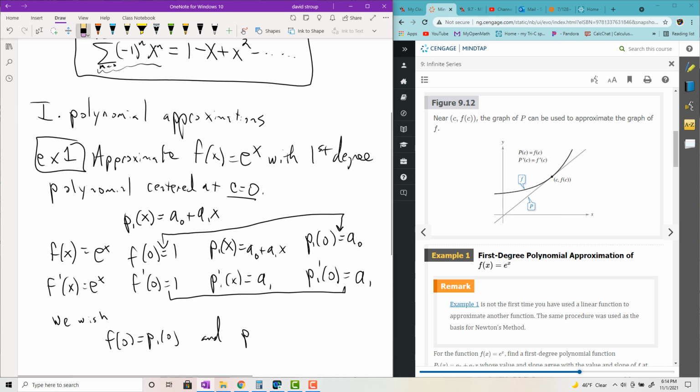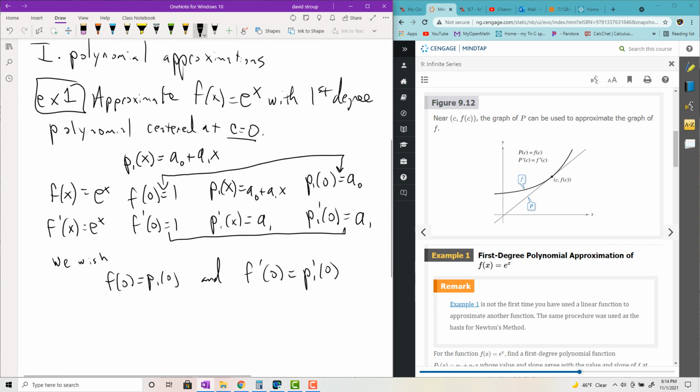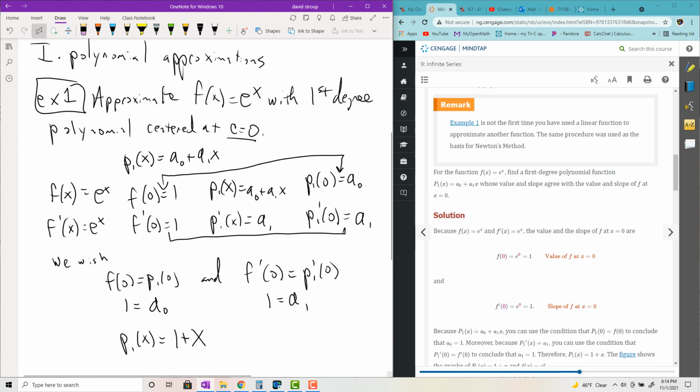So we want, just writing it in a consistent way, f prime of 0 to equal p prime of 0. Okay? So we can figure out the coefficients, basically a0 and a1, from these equations. So f of 0 is 1, p1 of 0 is a sub 0, so a sub 0 is 1. And then f prime of 0 is 1, p prime of 0 is a sub 1, so a sub 1 is equal to 1. So our polynomial, just doing substitution, is 1 plus 1 times x, in other words, 1 plus x.